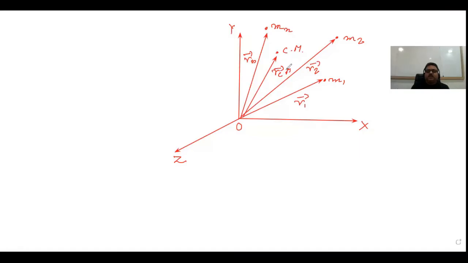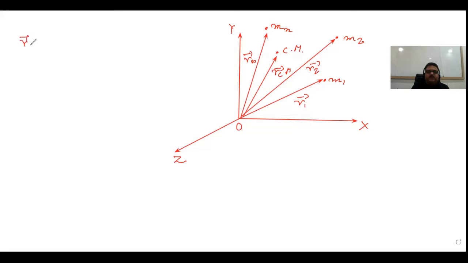Today we'll learn how to find out the position of the center of mass of a system of particles. Let's start. Now let us assume a system consisting of n number of particles. So how do we find the position of the center of mass of the particles? Listen to this carefully.